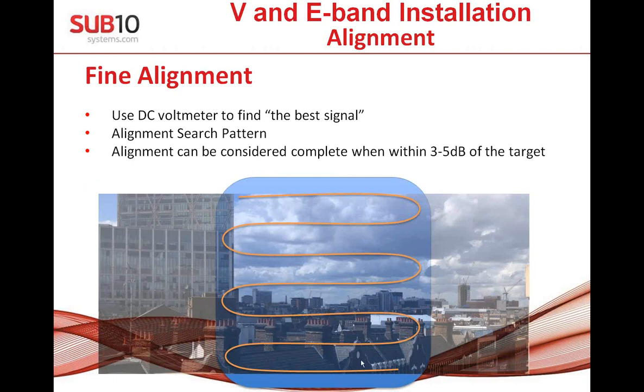For fine alignment, it's normal that you are going left, right, and slowly up, down, or vice versa. Important is that you are doing this alignment just on one side. If you are doing this final alignment or any alignment, you are just moving one unit, and the opposite unit is fixed, not moving. When you finish and you are on the best signal, you have to do it from the opposite side again. Look for the best signal.